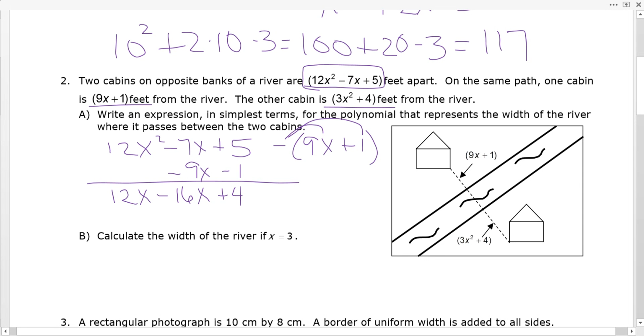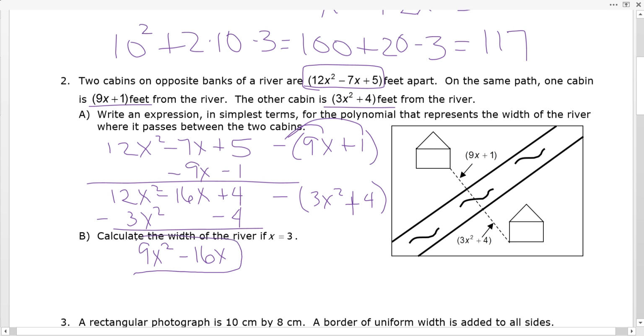Now I'm going to subtract the next one, and the next one is, oops, I forgot my square. I'm going to subtract 3x squared plus 4. And again, I'm subtracting the 3x squared and I'm subtracting the 4. So I need to make sure I subtract the 3x squared and the 4 from my expression. So I end up with 9x squared minus 16x, and my 4 minus 4 cancel out. So here's my polynomial. And that's the width of the river.